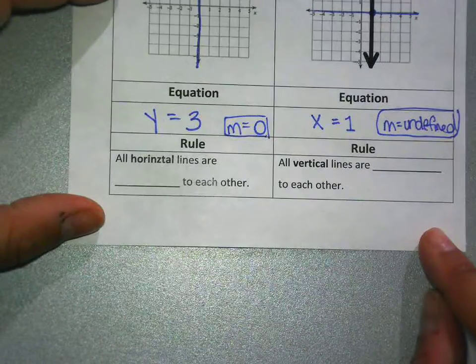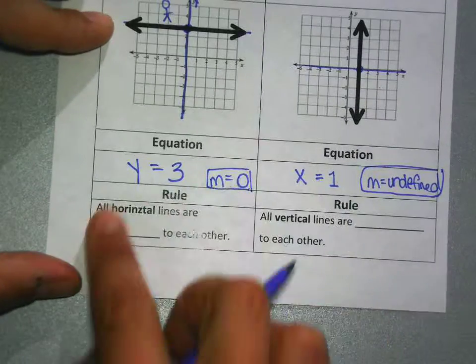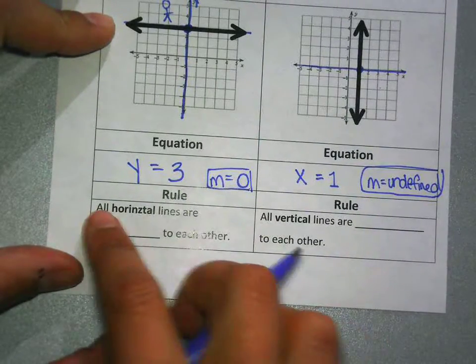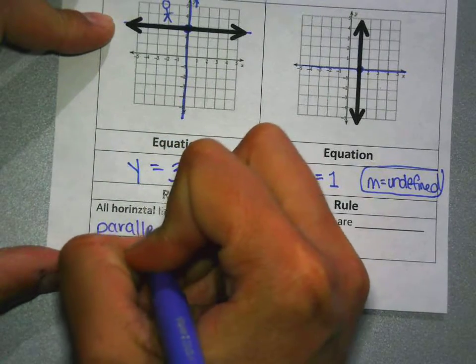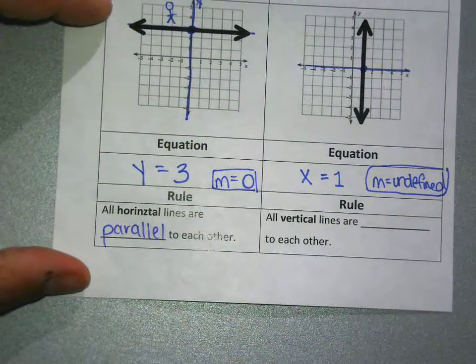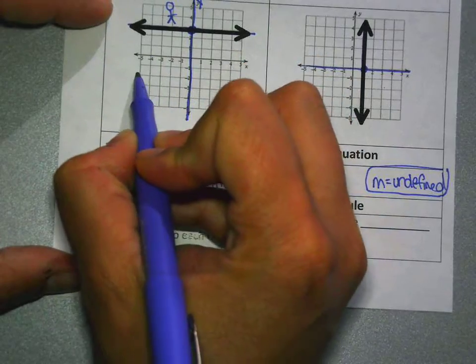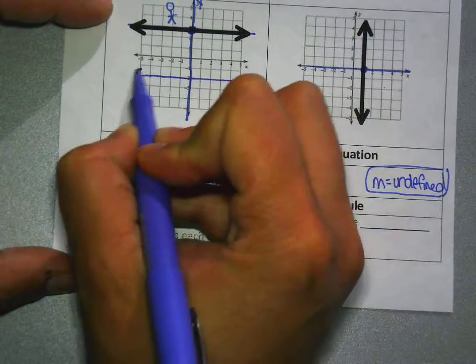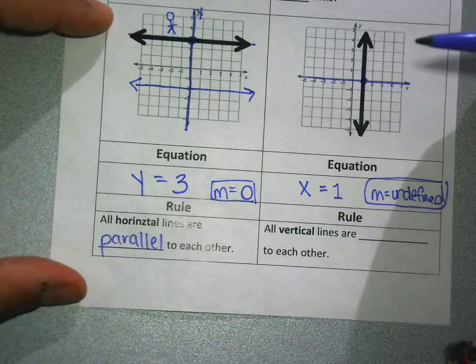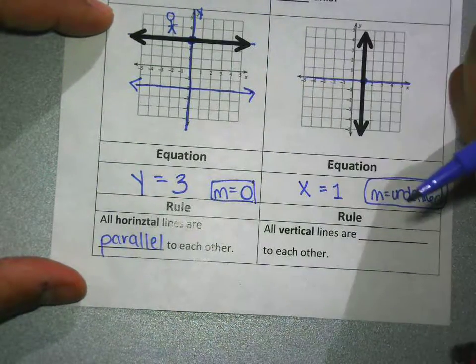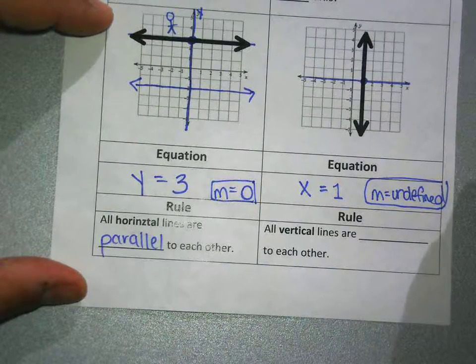So the rule for horizontal lines is that all horizontal lines are parallel to each other. Think that if I drew a horizontal line, let's say here on the graph, both horizontal lines will never touch. They both have a slope of 0, therefore they are parallel.